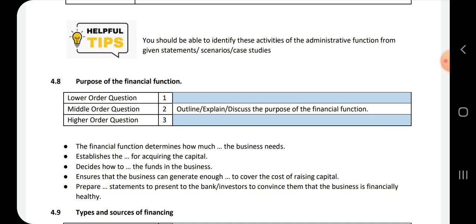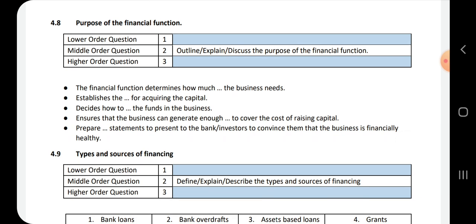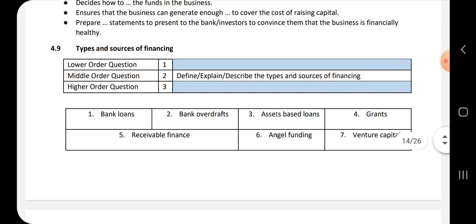The purpose of the financial function is as follows: the financial function determines how much money the business needs, establishes the how for acquiring the capital, discusses how the funds will be used in the business, and ensures that the business can generate enough income to cover the cost of raising capital. It also prepares financial statements to present to the bank and investors to convince them that the business is financially healthy.